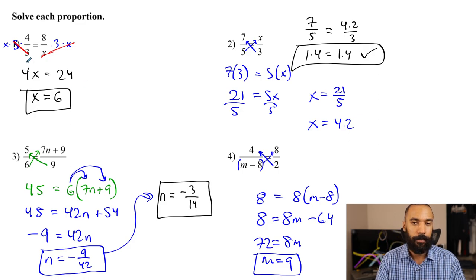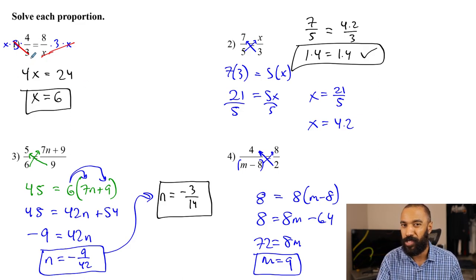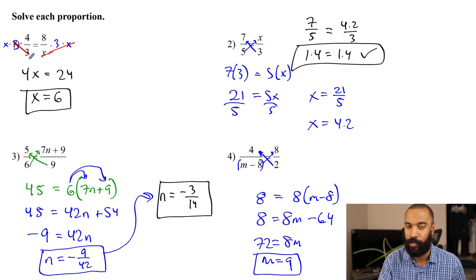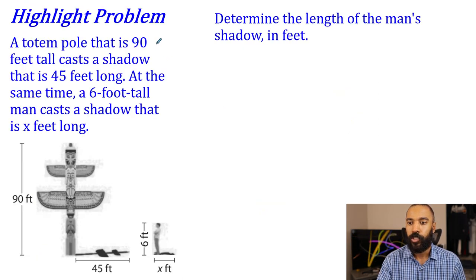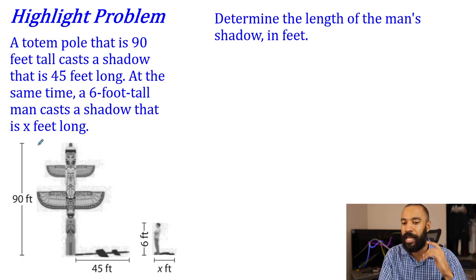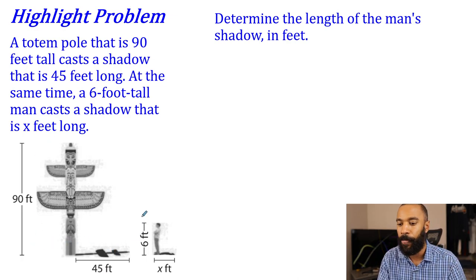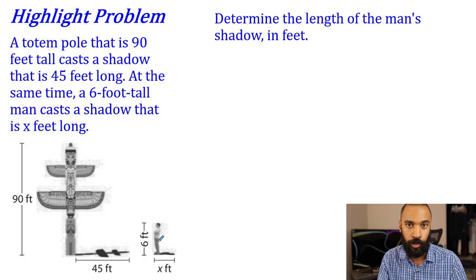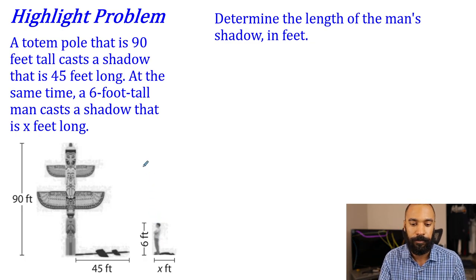Now, I want to go back to the highlight problem one more time. We'll solve that one. We'll use the idea of proportions to set up one to solve, even though you might have a version of the answer on your own. So let's look at the highlight problem here again. We have a 90-foot totem pole with a 45-foot shadow and a 6-foot man with an unknown shadow length. That's the one we're trying to find.